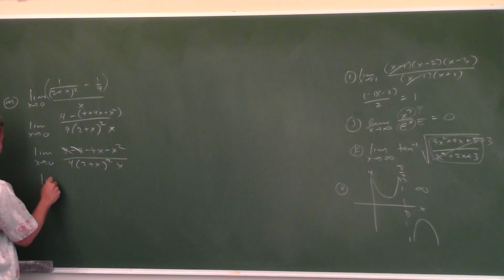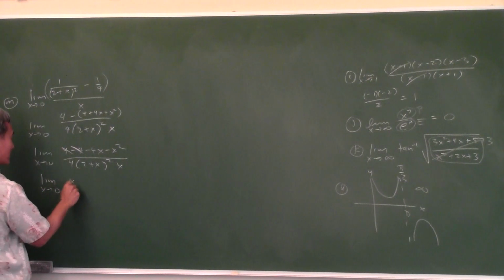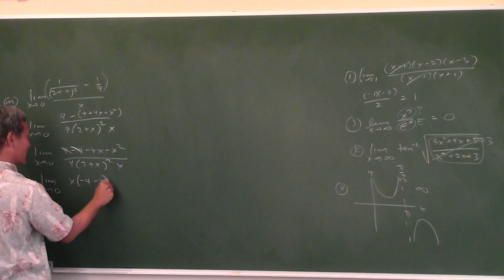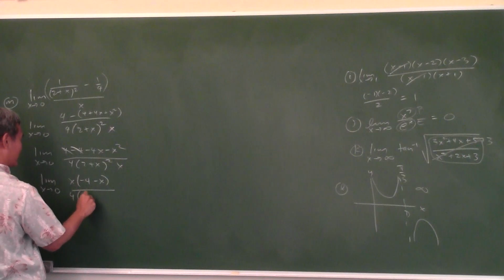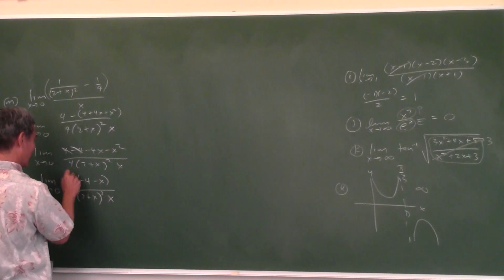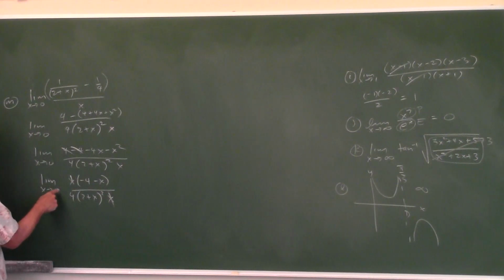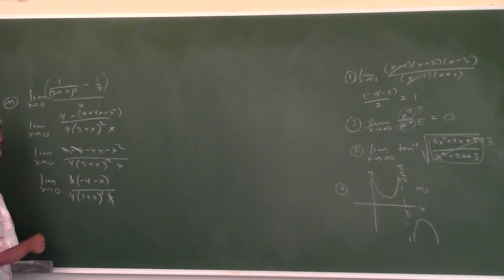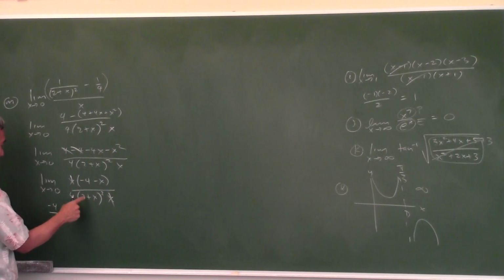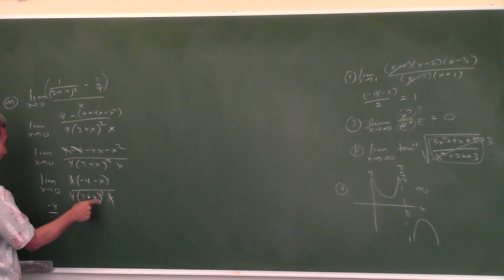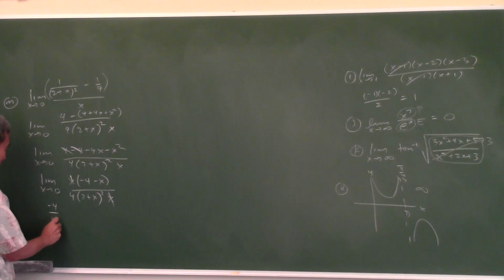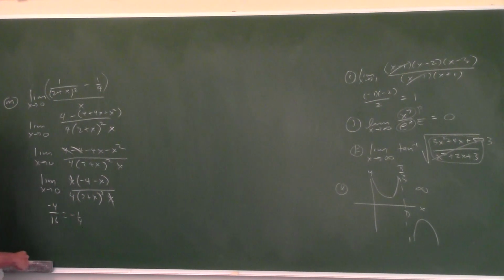Yeah. So factor out the x and you get negative 4 minus x all over 4 times (2 plus x) quantity squared times x. The x cancels the x. Now can I plug in 0 for x and get something? Negative 4 over 2 squared times 4, 16, so negative 1 fourth. That was the same thing, yeah?